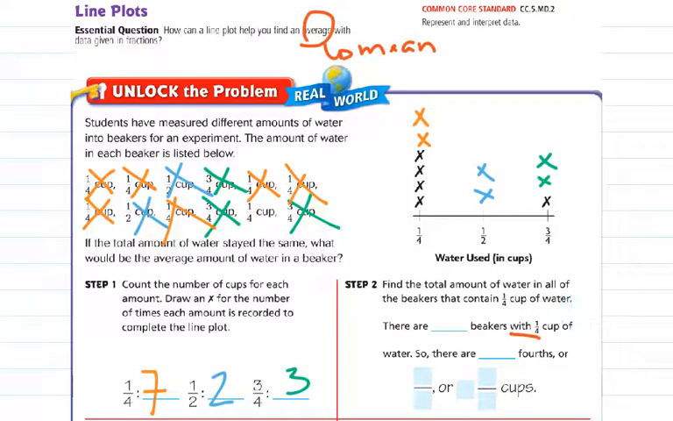Step 2 says find the total amount of water in all the beakers that contain 1/4 cup of water. So there are 1, 2, 3, 4, 5, 6, 7 beakers that have 1/4 cup of water. So there are 7/4. In fraction form, that's an improper fraction, 7/4. So we can say how many 4s are inside of 7. We can say that there are 1 3/4 cups left over.